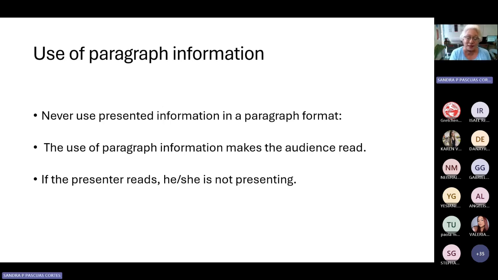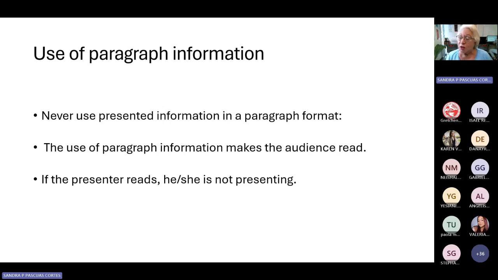Then you have here, as I said, never use a present information in a paragraph format. Why? Because if you do, the paragraph information is going to make your audience read it. And you don't want them to read it. You want to present it. Because if the presenter reads, you're not presenting. You're reading. And that's not what we want to do. We want to give an oral presentation.